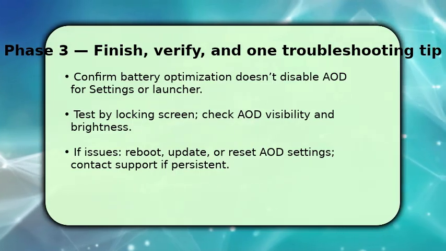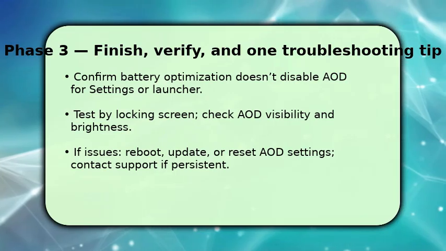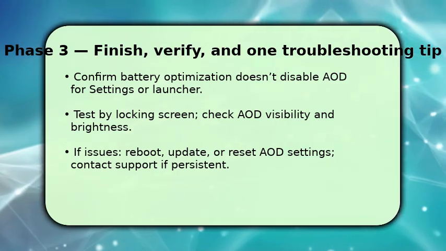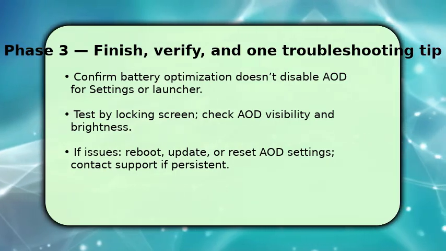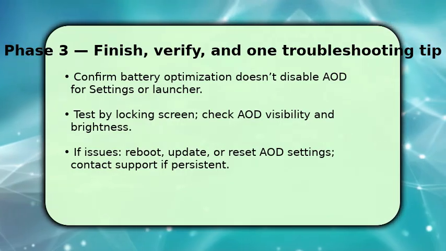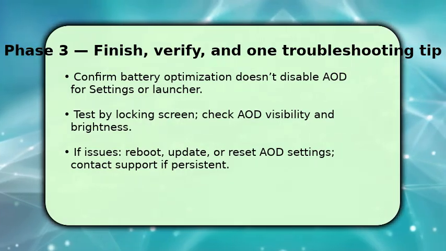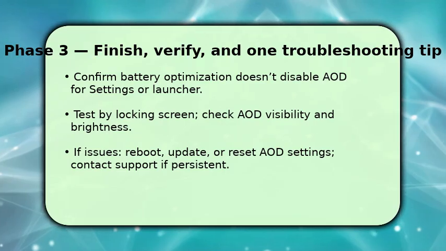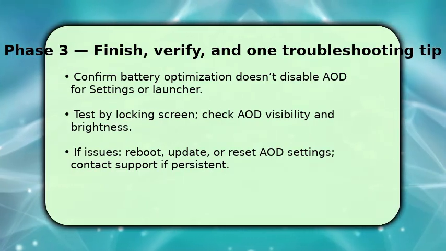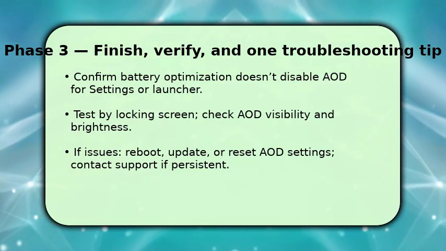If it's not showing, reboot the phone first. Then verify software is updated and re-enable AOD. If problems persist, reset AOD settings to defaults or contact support. This sequence resolves most issues and ensures AOD runs reliably on your Nothing Phone 3A.